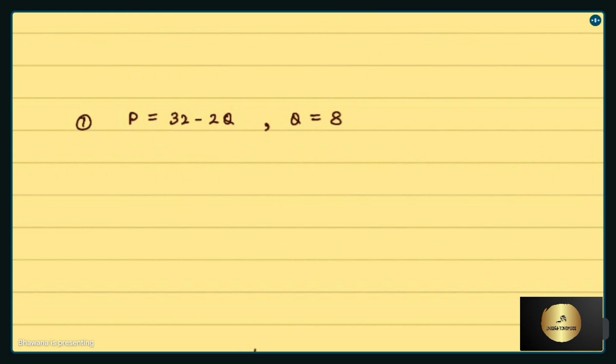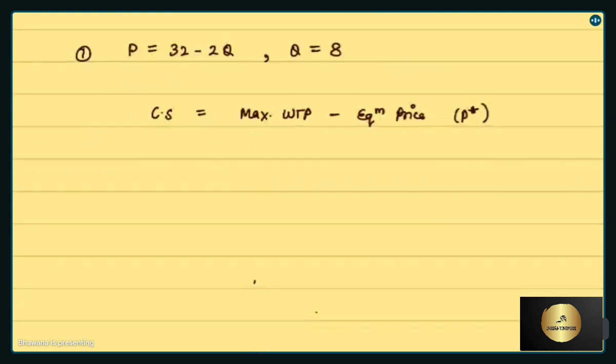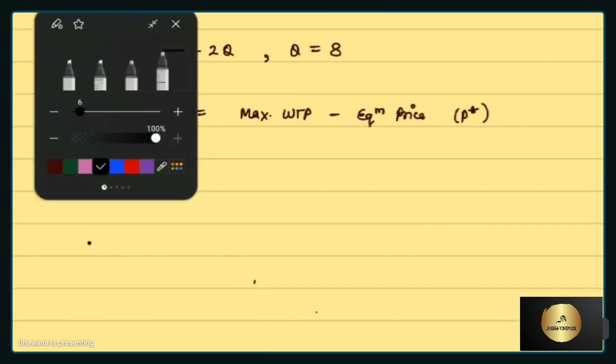So as you know, consumer surplus is the difference between your maximum willingness to pay minus your equilibrium price, what you actually pay, for that particular commodity. So you have to consume 8 units. Now you have to find your maximum willingness to pay and what is the P star. You have to derive these and then derive the difference between the two so that you will get your consumer surplus. Okay, so first draw a graph using this particular function.